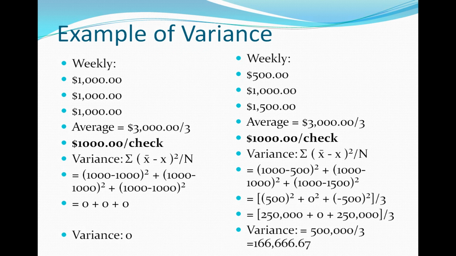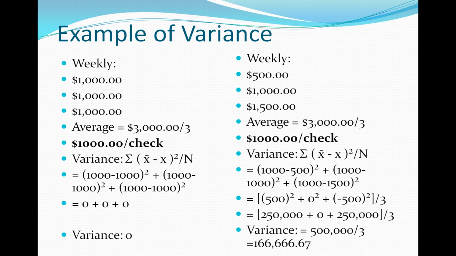Okay, so this is the example. We have one on the left and one on the right. The one on the left is what happens when your income doesn't fluctuate at all. We have a weekly payout, and we have 3 paychecks, all $1,000 each. If we take the average, being the sum of $3,000, and divide it by the total number of 3 paychecks, we get an average of $1,000 per paycheck. If you look at it, I guess it would have been obvious, but here's where it gets a little more involved. Now we're going to figure out what the variance is.